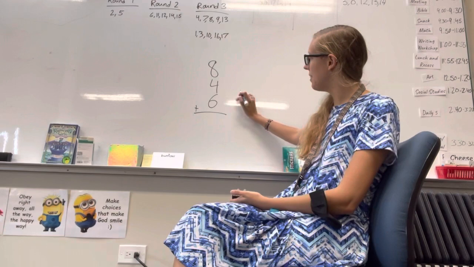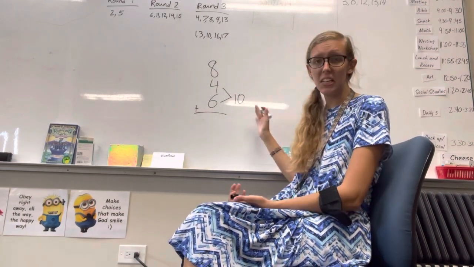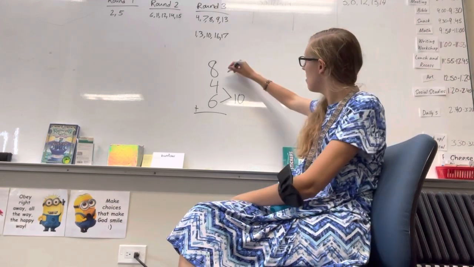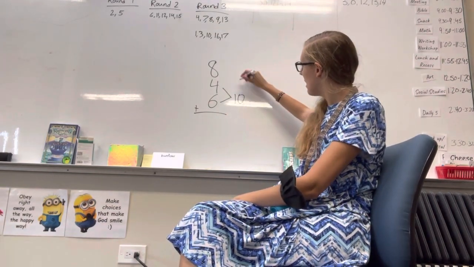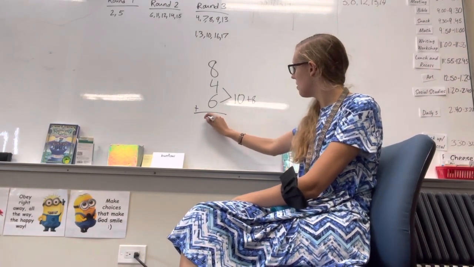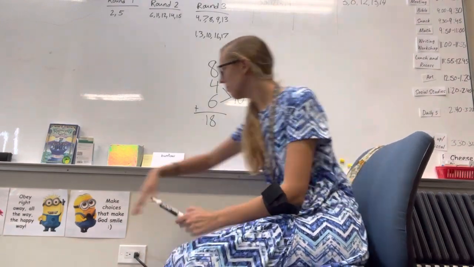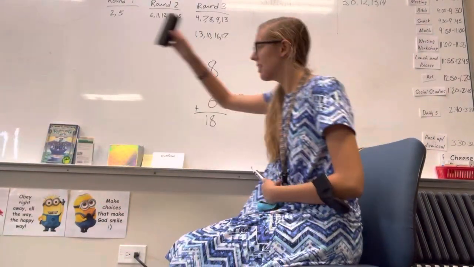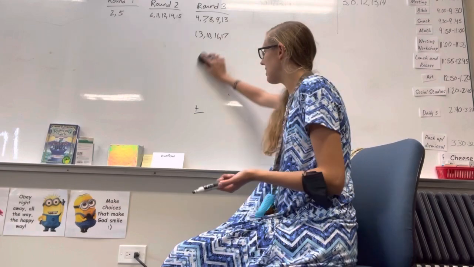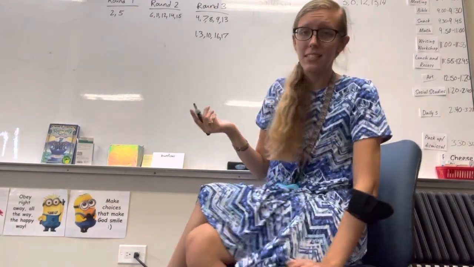So when I look right here, I know that 6 and 4 make 10. So 6 and 4 are 10, that's easy. Then all I have to do is add my 8. So then I have 10 plus 8, and I know the answer is 18, just like that. So if you have a fact that makes a 10, it makes it really easy. But if you don't have a fact that makes a 10, you still do the same thing.